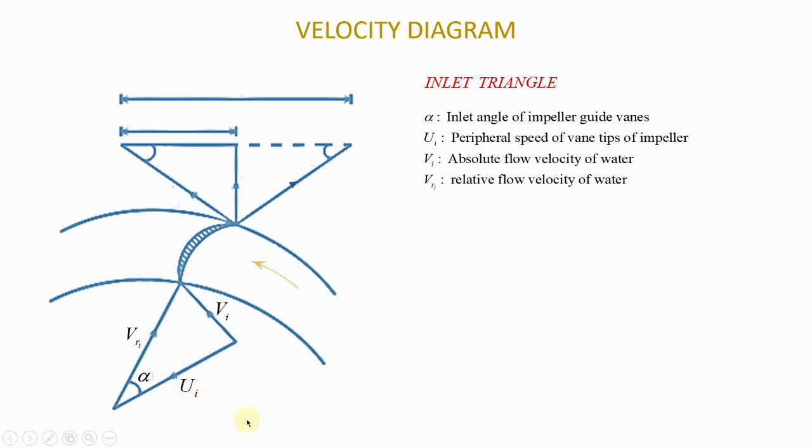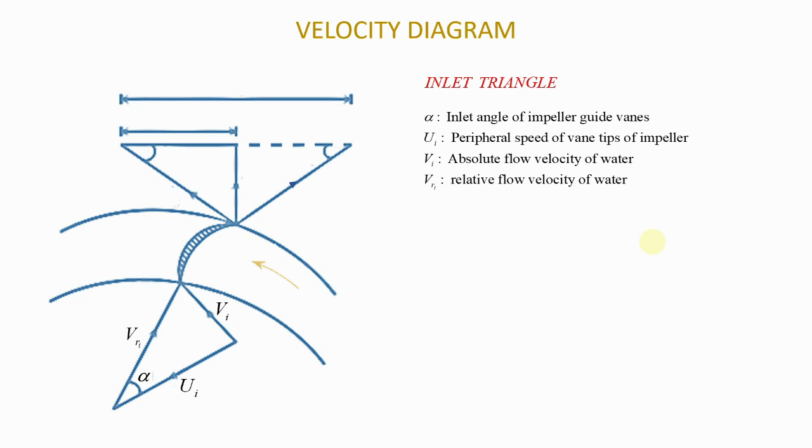UI here is the peripheral speed of vane tips of the impeller. VI is the absolute flow velocity of the water, and VRI is the relative flow velocity of the water. The absolute flow velocity of the water is measured with respect to the pump itself, but the relative flow velocity is measured with respect to the moving vane. That is very, very important to understand.